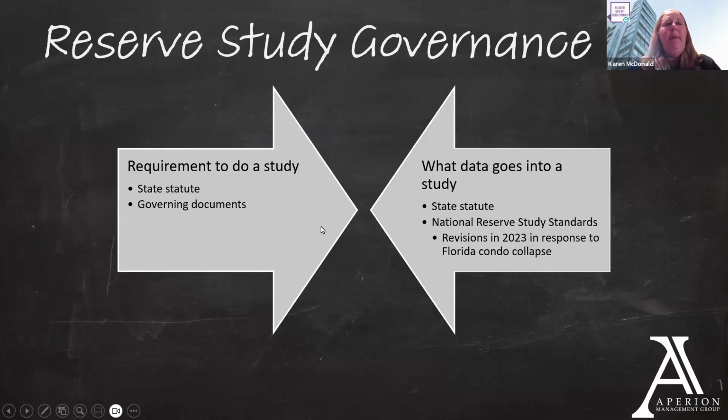So let's talk a little bit about reserve study governance. Who says we have to do these things and where is that coming from? So the requirement to do a study typically comes from state statute. Oregon does have statutes requiring that. If we have anybody in the room that is in Washington as well, Washington has a statute that requires reserve studies as well. And then your governing documents may also have a requirement to do the reserve study.